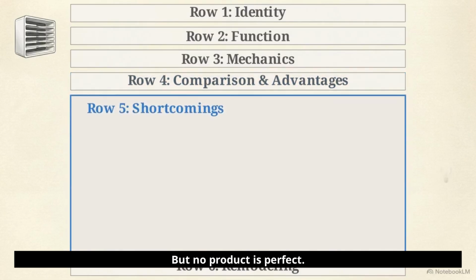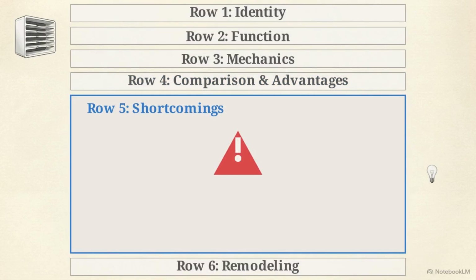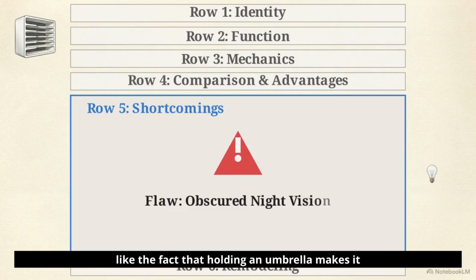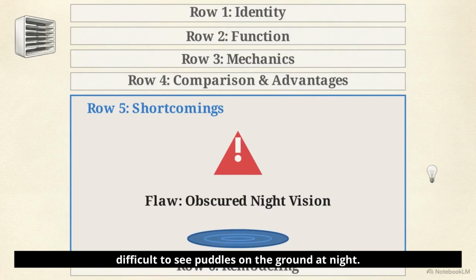But no product is perfect. Dropping down to row 5, we look at shortcomings. Finding a real flaw shows you've deeply analyzed the design, like the fact that holding an umbrella makes it difficult to see puddles on the ground at night.